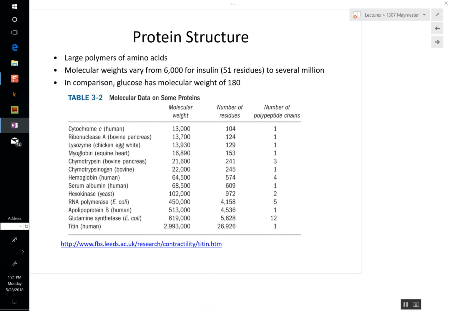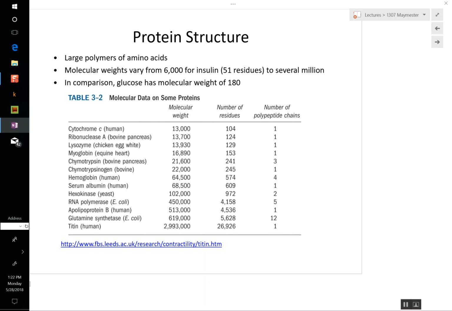Going into it a little bit more, here's a bunch of different proteins. Insulin, 6,000 molecular weight, 51 residues. I said 52. So 51 residues. Cytochrome C, 104, about twice as big as insulin. 104 amino acids. Myoglobin, 153, about 3 times the size of insulin.